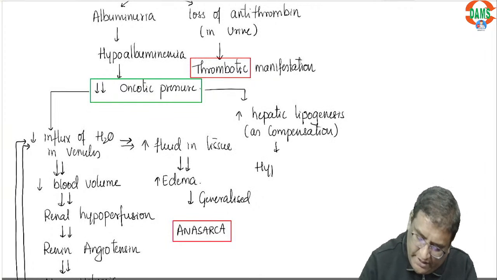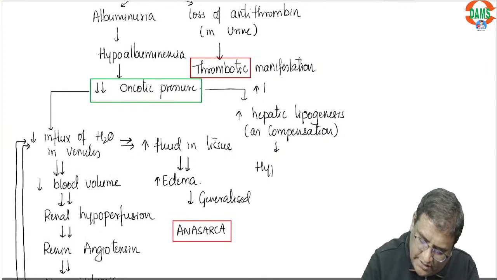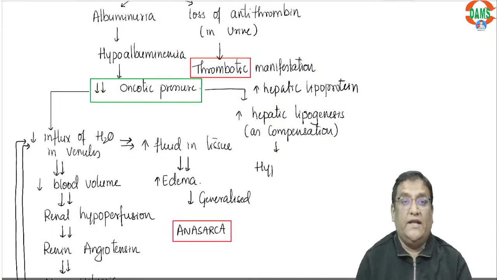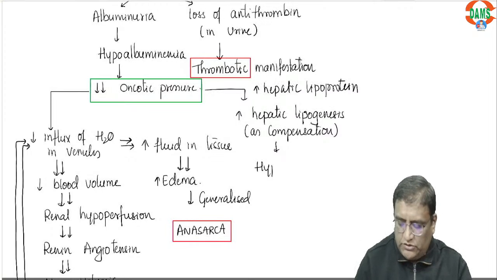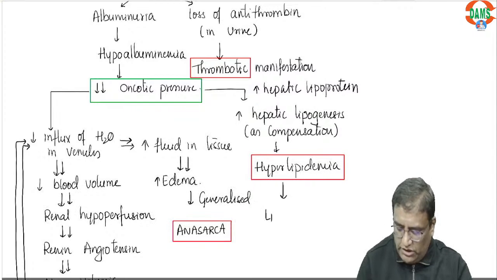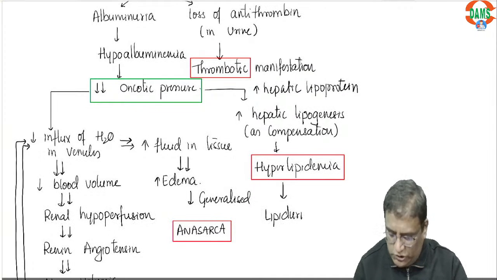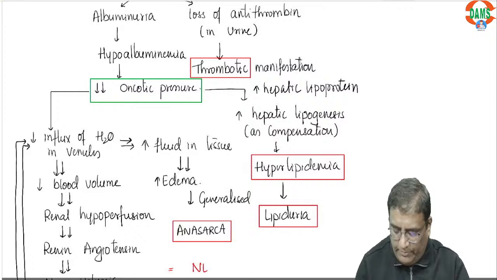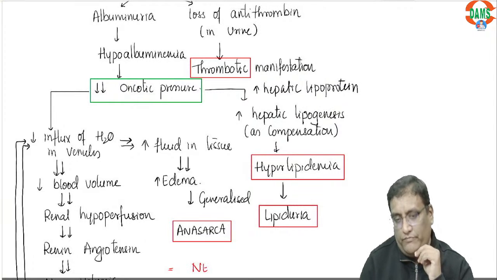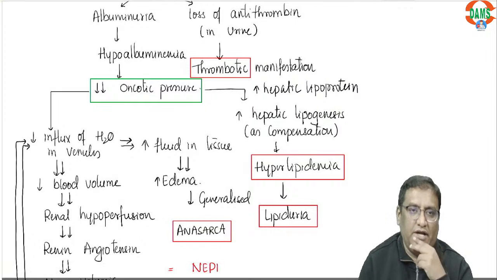So there will be, I'll write increase here, hepatic lipoprotein. So if there is increased hepatic lipoprotein synthesis, can you tell me now, this will lead to what? Increased hepatic lipogenesis. This will lead to hyperlipidemia, which eventually leads to lipiduria also. So this is your nephrotic syndrome.